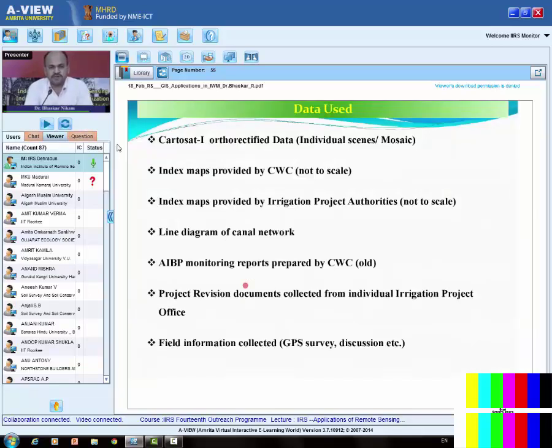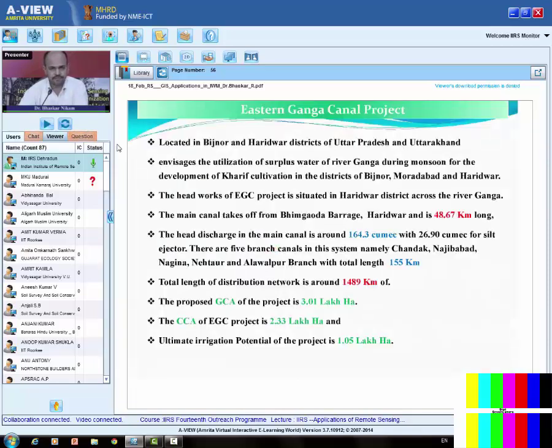We have used the Cartosat 1 orthorectified data. We have used the index maps which were not to scale, which were not georeferenced. Then index maps provided by irrigation authorities. In some cases we got the line diagrams. Line diagrams are better, because a line diagram tells you the chainage at which the particular canal operates and in what direction, on left or right, the canal operates. Then the reports which we can get from the CWC and the irrigation authorities, and we have relied most on the field surveys that we have done.